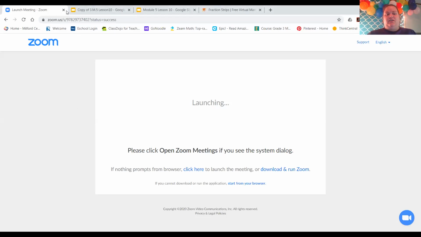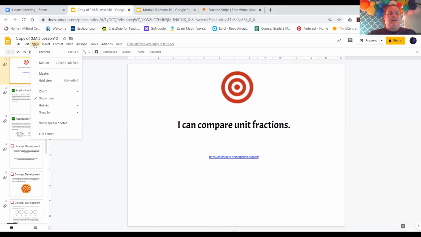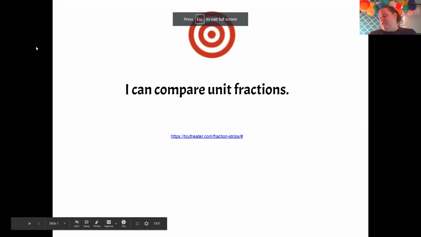This math lesson is on fractions. It is lesson 10 for module 5. And today what we're talking about is I can compare unit fractions.